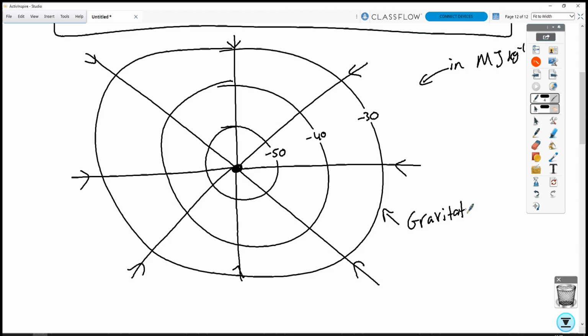So these are gravitational equipotentials. It comes from the words equal and potential. Because you'll notice if I go around each of those circles, I'm neither getting closer to that mass, nor am I getting further away from it, nor is the distance between the field lines getting denser or less dense. So we're not actually using any energy going around in those circles, those equipotentials.